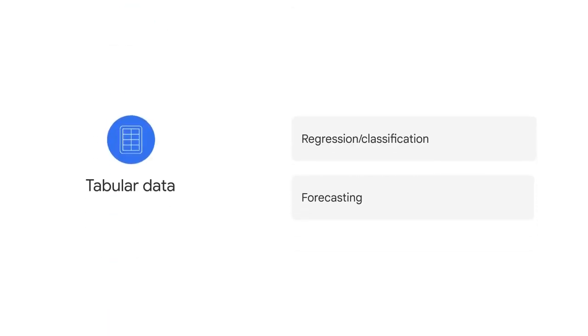For tabular data, you can train the model to solve regression, classification, or forecasting problems. Forecasting is vital to many industries, like retail. To learn more about how to build a forecasting model, please check the course titled Introduction to Vertex Forecasting and Time Series in Practice in the reading list.